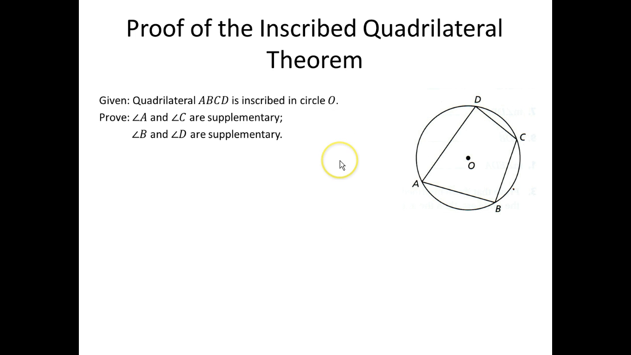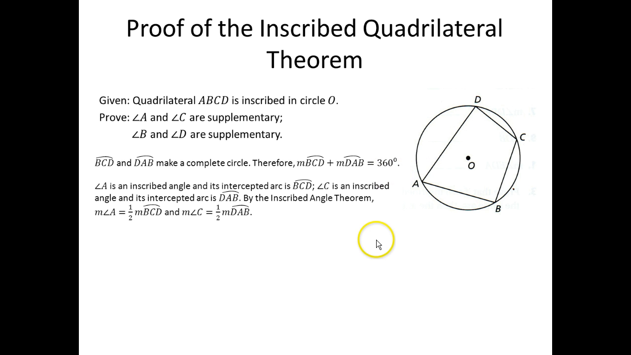Suppose that we're given a quadrilateral ABCD that is inscribed in a circle O. We want to prove that opposite angles are supplementary. That is, we want to prove that angle A and angle C are supplementary and angles B and D are supplementary. Well, arcs BCD and DAB make a complete circle. Therefore, the sum of those two arcs has to be 360 degrees.